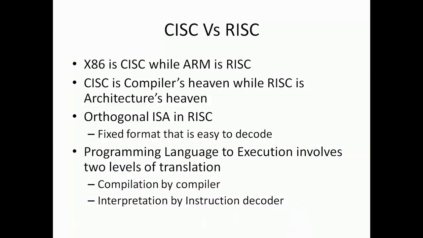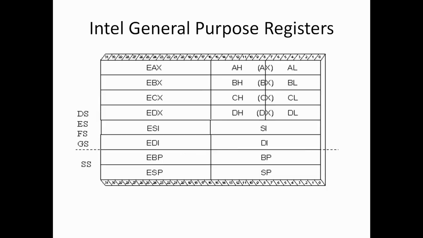Please understand that there are 2 important levels of translation that happen. When I talk of a programming language to execution, there is a compilation done by the compiler, which is one translation. There is also a translation done by the instruction decoder, which is interpretation. Okay, right.